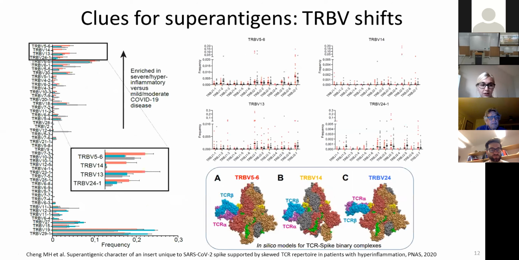So the TRBV genes, which were enriched in the hyperinflammatory group of patients, were TRBV56, V14, V13, and V24-1. And the J genes of these V genes did not show skewing, which all pointed to an influence of superantigens. And indeed, our partners could model these special V genes in complex with the SARS-CoV-2 and the MHC.